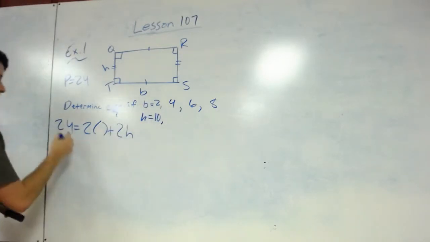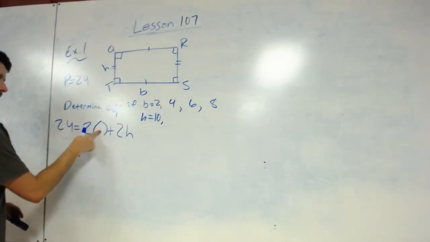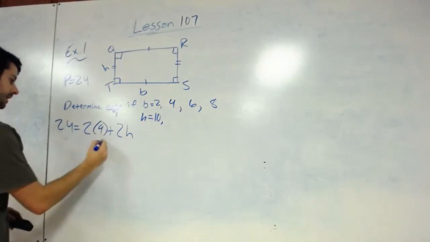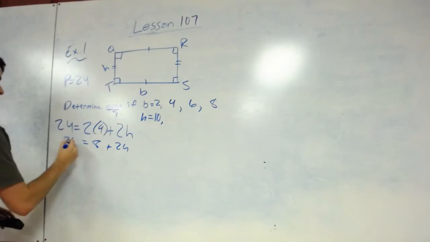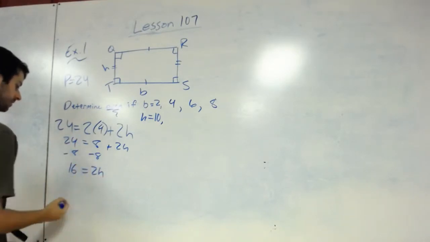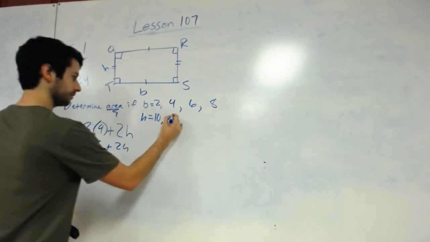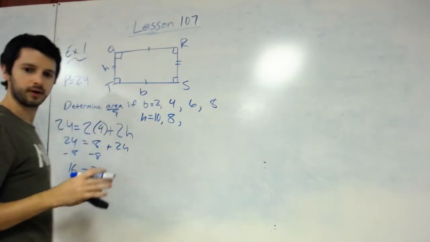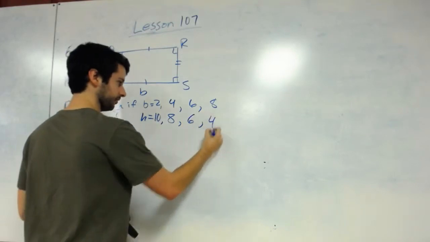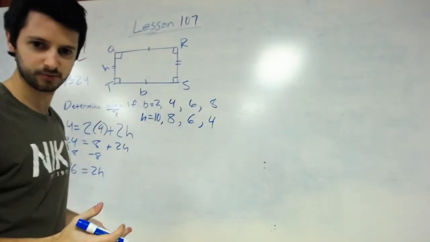So now, if my base, remember this is base, is 4, let's see what the height is. That'd be 8 plus 2h equals 24. Subtract 8, that's 16 equals 2h. So h would be 8. You're probably catching the idea that that's going to be 6, that's going to be 4. And it is going by 2s.